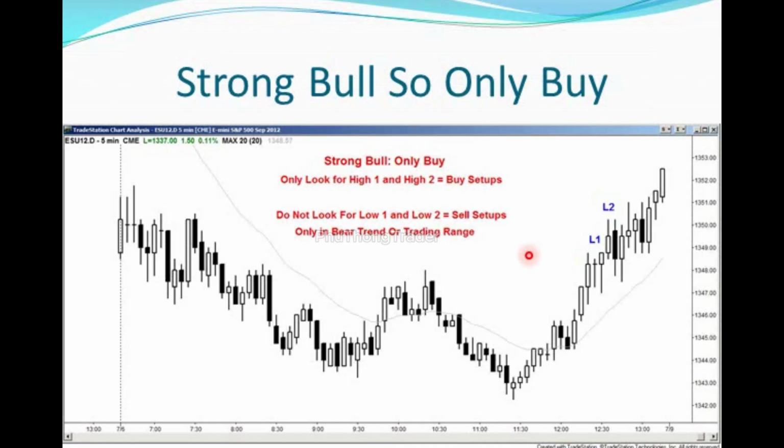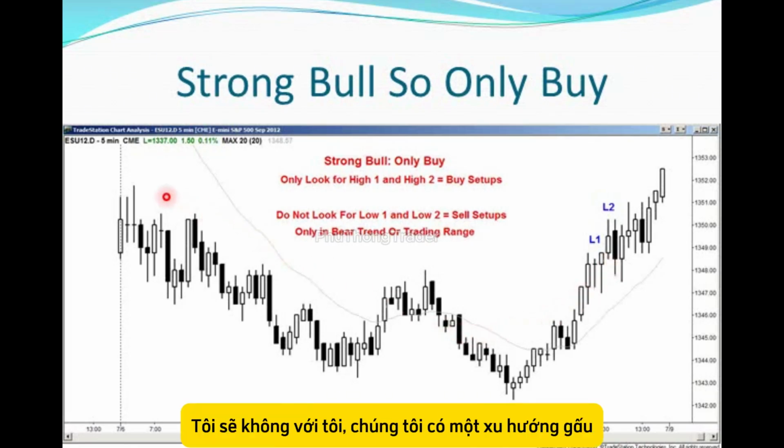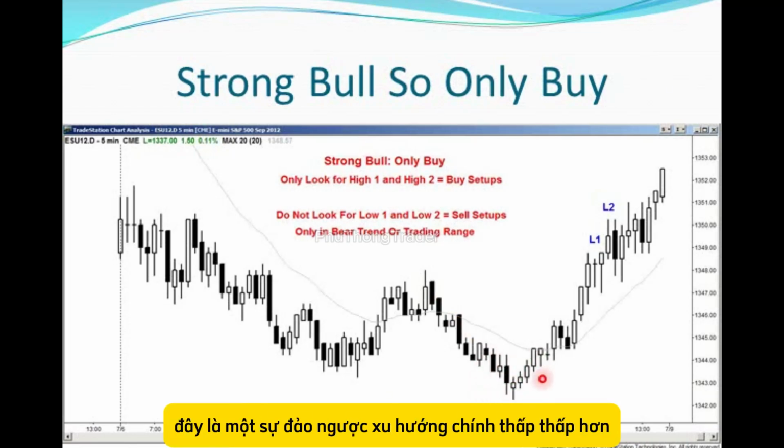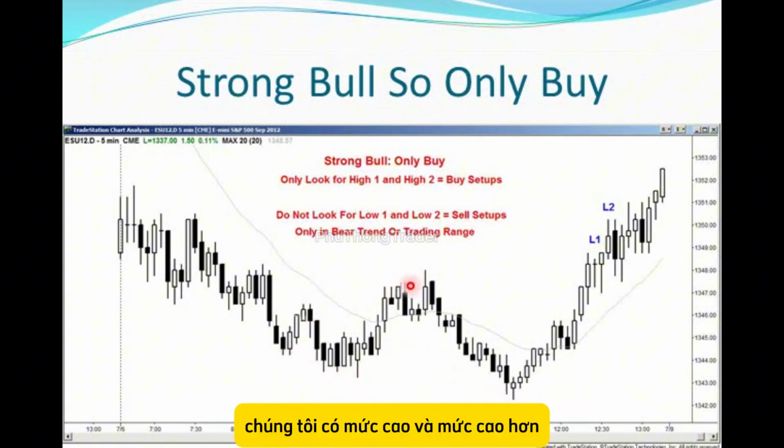Okay, strong bull trend, only look to buy. You can say, well, Al, this is a trading range, and this is a buy vacuum test of the top of the trading range, and here's a low 1, and here's a low 2. I'm going to short. I would not. To me, we had a bear trend, a break above the bear trend line, a test of the low, and a reversal up. This is a lower low, major trend reversal. We have a low, a lower low, and a lower low. We have a high and a higher high. This is an expanding triangle also. So that's a pretty reliable buy setup.